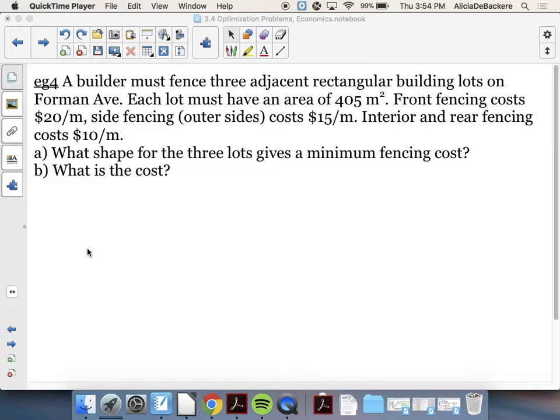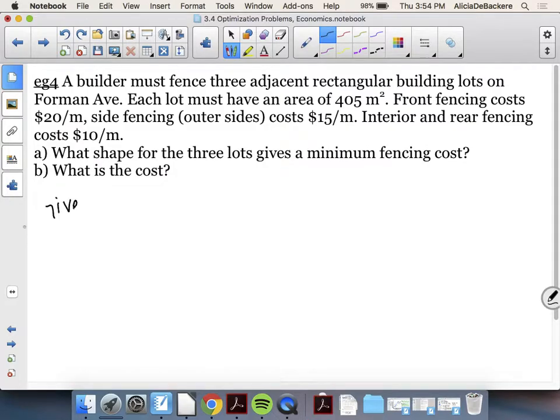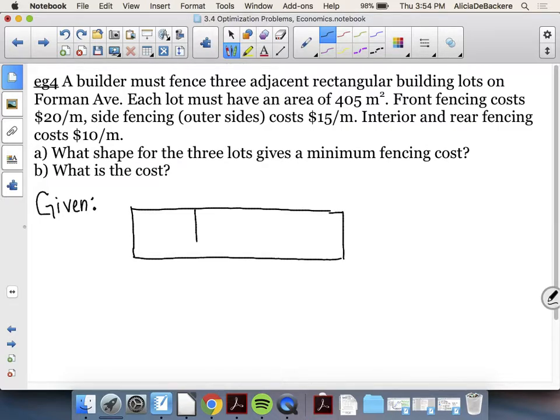So we want to know what shape for the 3 lots gives a minimum fencing cost and what is the cost. So we're going to try to draw a picture of the information that was given here. It says we want to build 3 rectangular building lots. Now I don't know if maybe the length is bigger, maybe the width is bigger, I'm not sure, but I'm going to take this section of land and cut it into 3 lots.